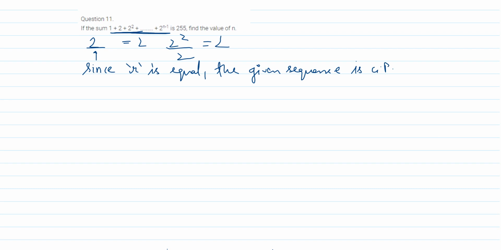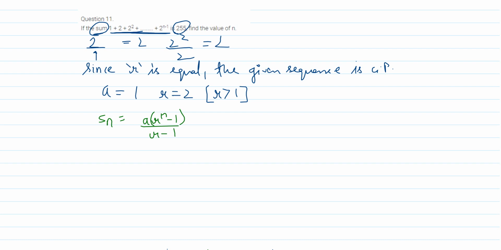So students, we know that the sum is given to be 255. Can I write A is equal to 1 and R is equal to 2. So R is greater than 1, so we'll be using the formula Sn is equal to A(R^n minus 1) upon R minus 1.